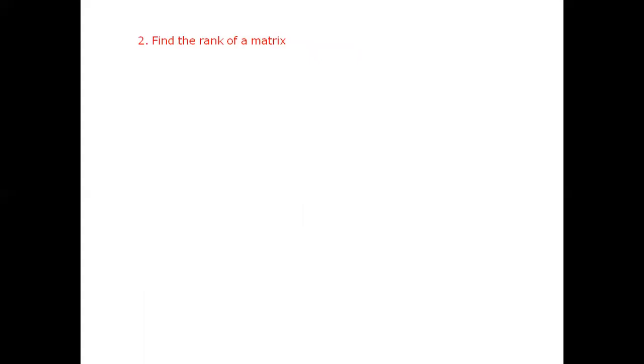Similarly, let us take one more problem. Second one, find the rank of a matrix. A is equal to 0, 2, 3, 4, 2, 3, 5, 4, 4, 8, 13, 12. So this is a given matrix. Now, you know how to reduce this to echelon form first, then count the number of non-zero rows, we get the rank.